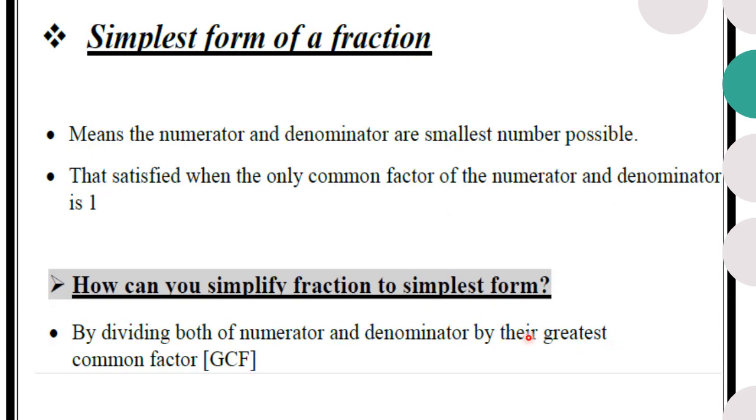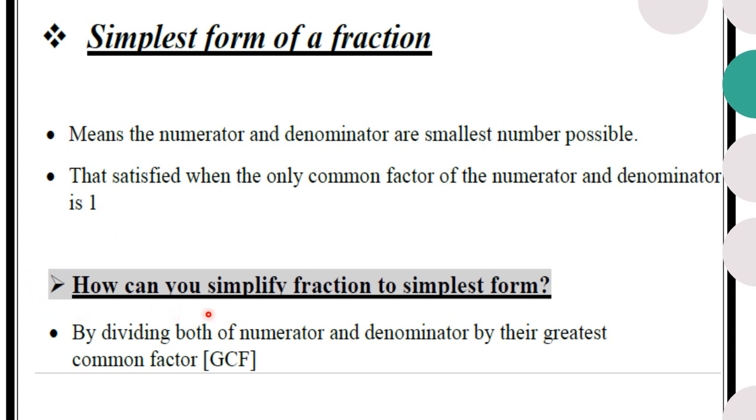Now, simplest form of a fraction. To simplify, we have to know that simplify means divide. Simplest form of a fraction means the numerator and denominator are the smallest numbers possible. That's satisfied when the only common factor of the numerator and denominator is 1. So we don't have any other common factor.